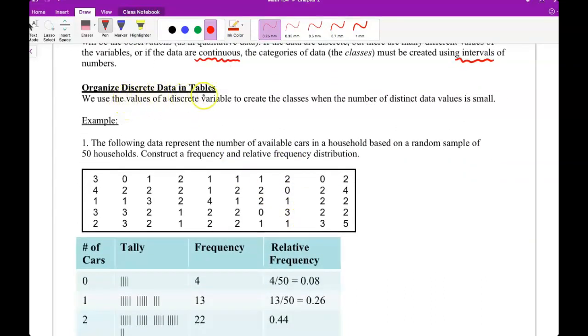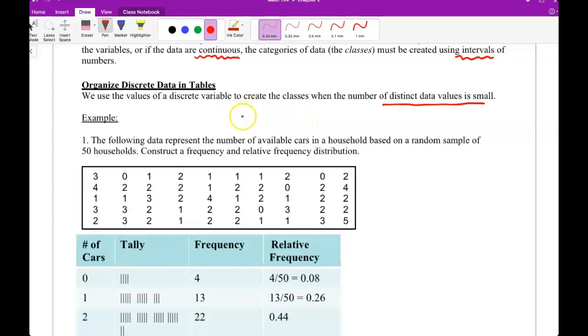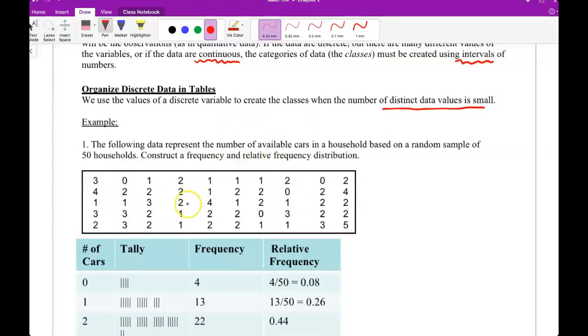Okay, organize discrete data in tables. We use the values of the discrete variable to create the classes when the number of discrete data values is small. So when the number of data values is small, we're going to use this approach. This is an example for discrete data. The following data represent the number of vehicles in the household based on a random sample of 50 households. Construct a frequency and relative frequency distribution.